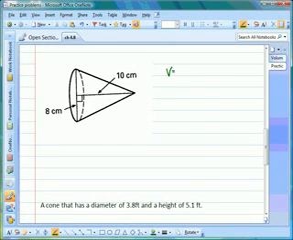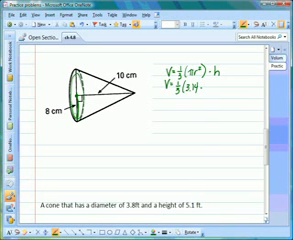Alright, start off with your formula. V equals 1/3 area of a circle, because a cone has a circle on the bottom. So area of a circle is pi r squared, times the height. Fill in those numbers. V equals 1/3 times 3.14 times radius squared. Now we gotta look at our base. The radius only goes from the middle to the edge, and this line that's already there goes all the way across. So we know that we have to take half of that number.